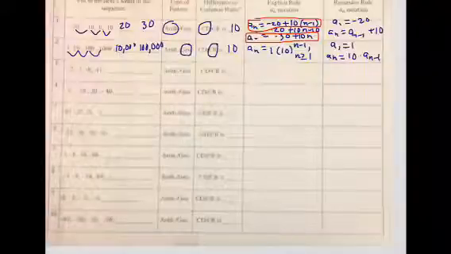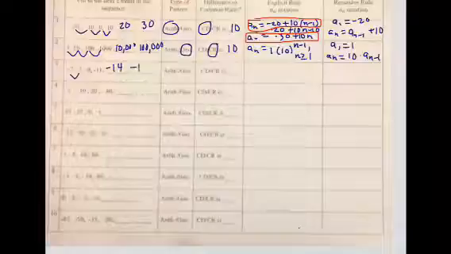Number 3, you're adding negative 3. So from here to here, it's minus 3, minus 3. So this would be minus 14. And this would be minus 17. So this is arithmetic, so it has a common difference of negative 3.